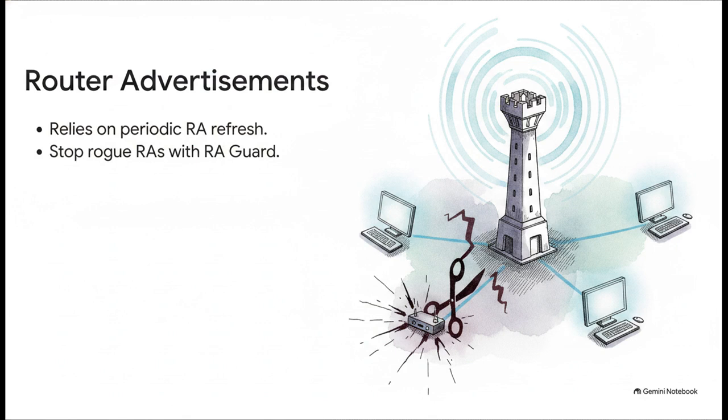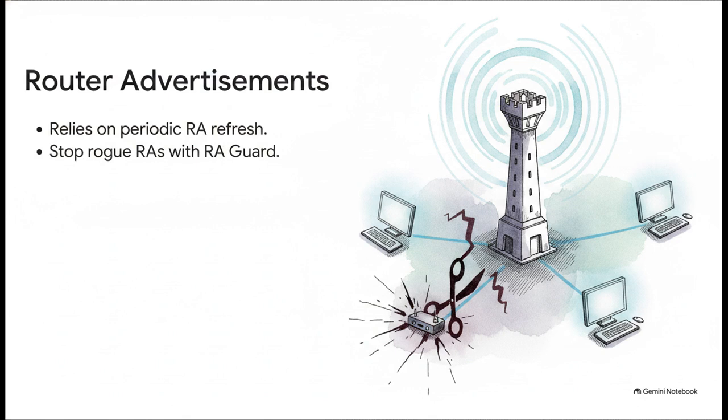You also have to watch out for rogue RAs. A device accidentally sending an RA with a lifetime of 0 will literally tell your clients to drop their gateway. You can hunt these down in Wireshark with the filter icmpv6.type == 134.